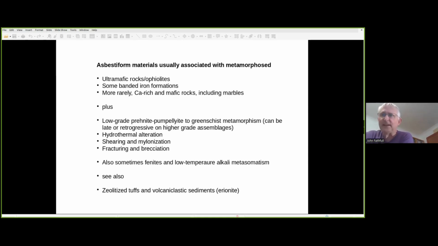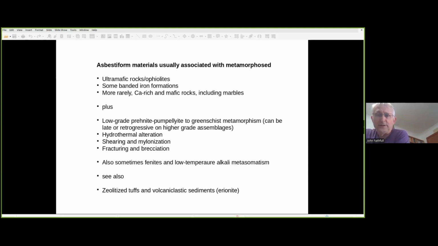An interesting, slightly rarer thing is that sometimes fenites and low-temperature alkali metasomatism occur, and there are blue amphibole fenites along the shores of Loch Ness, around the Braeroy and other places like that, which contain traces of these kinds of things. So there is a diversity of places where these things can occur.